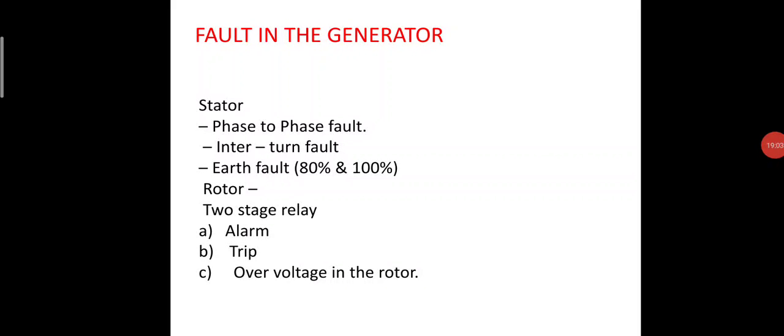Faults in the generator, two types: stator and rotor. Stator: phase to phase fault, interturn fault, earth fault 80 to 100%. Second one is rotor: two-stage relay, alarm, trip, overvoltage in the rotor.